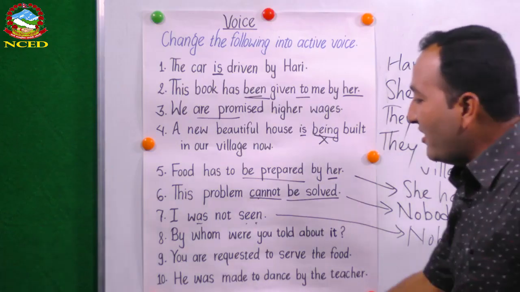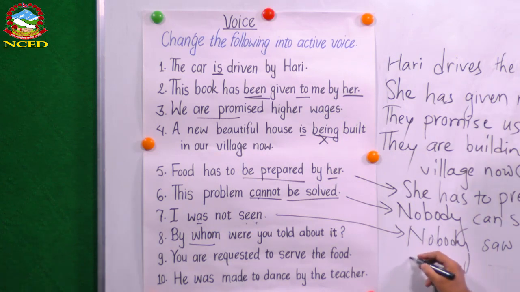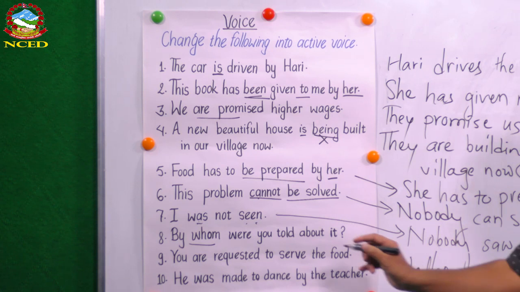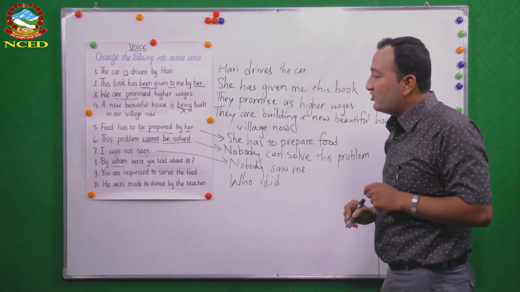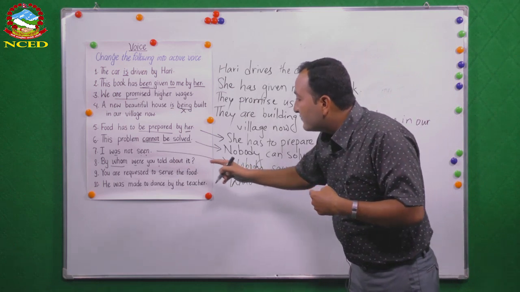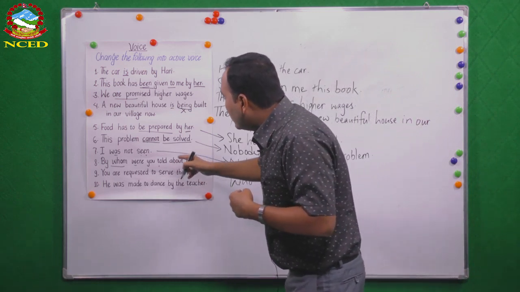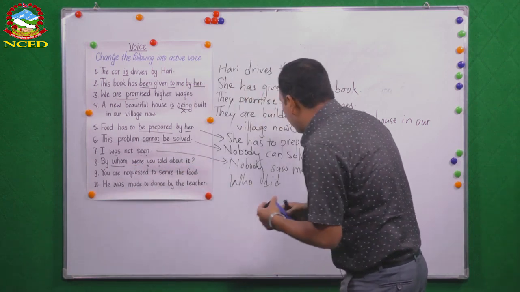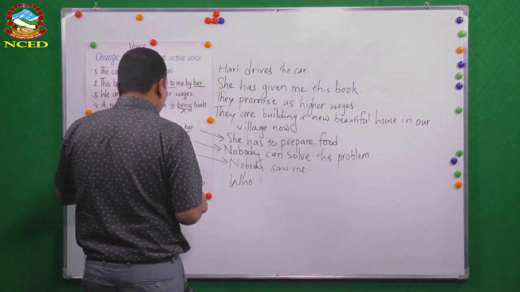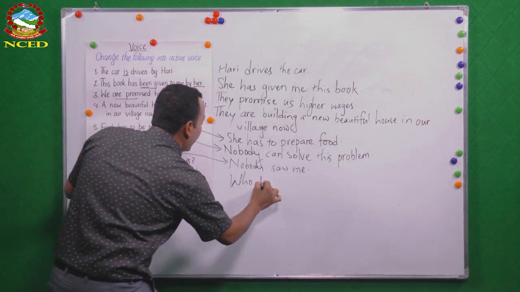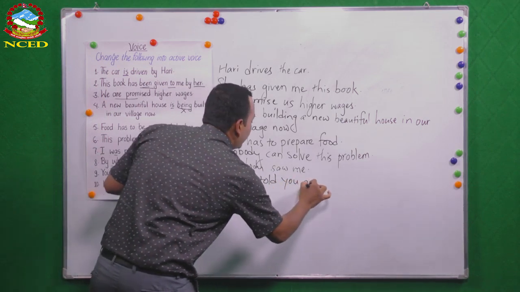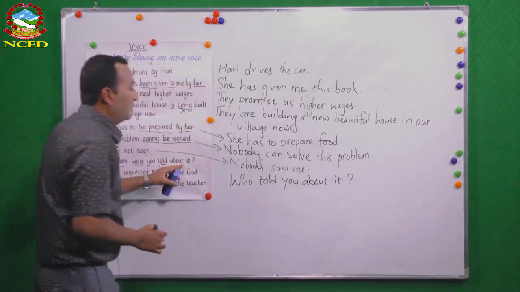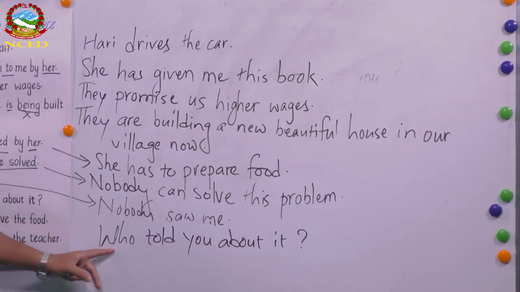Now question number 8. By whom? In active voice we use who. By whom is removed and we just use who. Were told refers to past tense. Simple past. That's why we have to use did to make it past question. Who did? Is it? No. We can directly use this verb. Who itself is subject. That's why who were told, verb 2, directly verb 2. Who told? And then what is object? You. Who told you about it? So because who is itself subject, so we write directly main verb. Who told you about it?